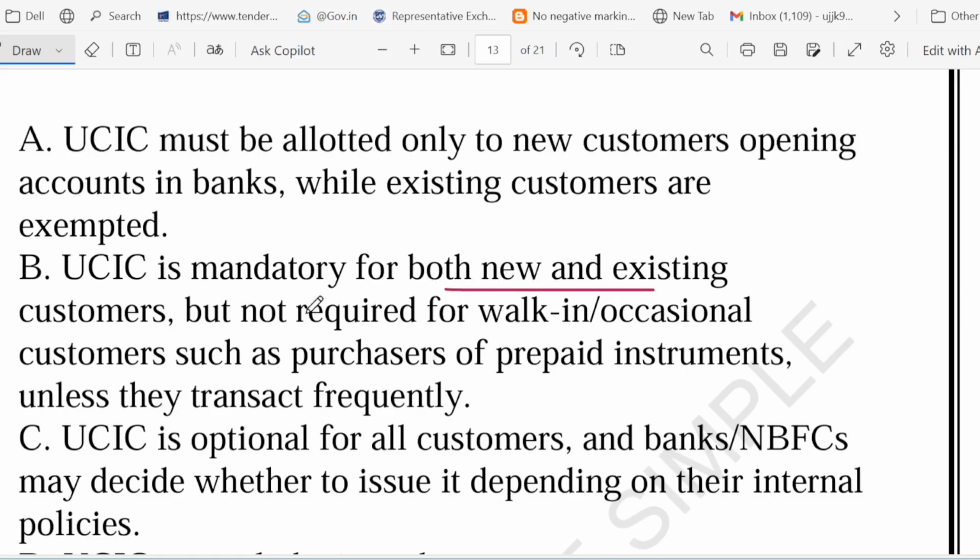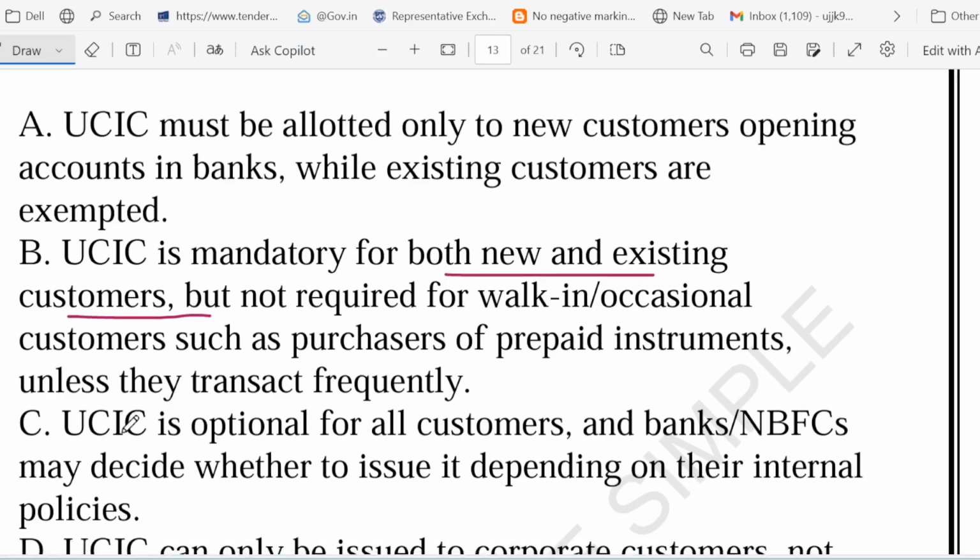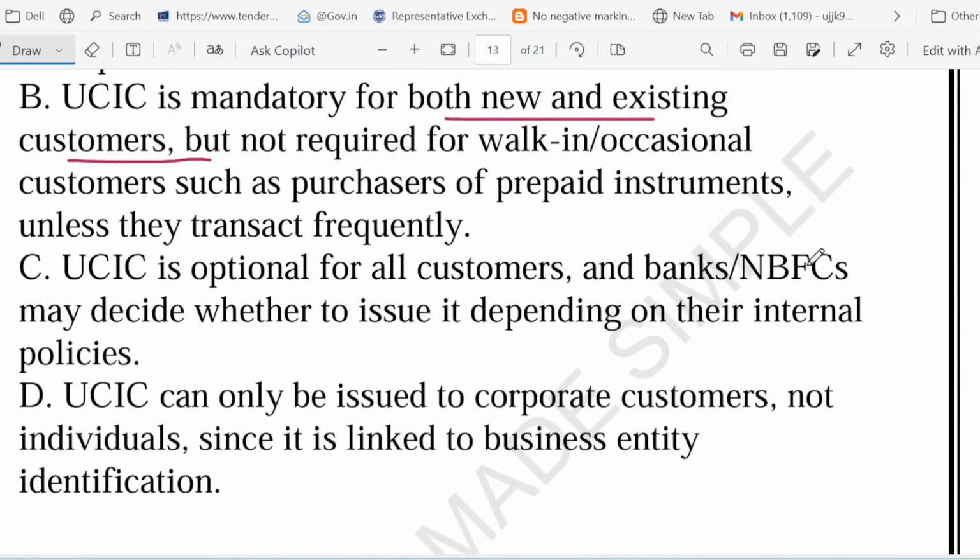Right. So for both new and existing customer, but not required for walk-in or occasional customer such as purchaser of prepaid instrument. Option C says UCIC is optional for all customer and bank NBFC may decide whether to issue it depending on their internal policy. And option D says that UCIC can only be issued to corporate customer, not individual, since it is linked to business entity identification. So let's understand each option one by one.